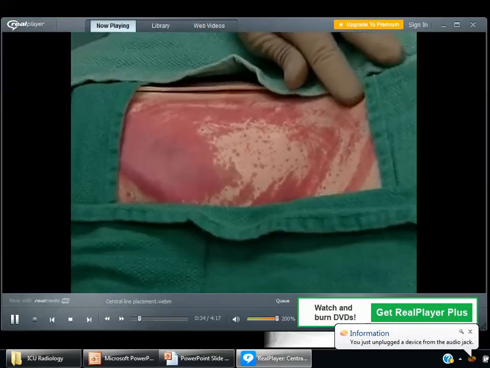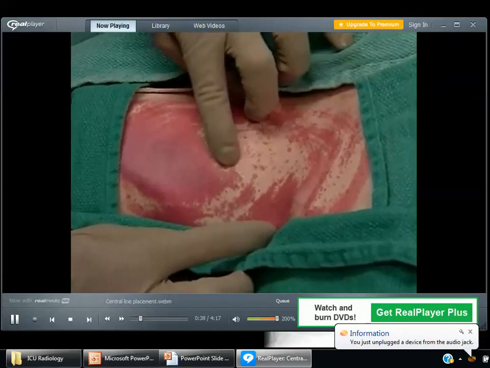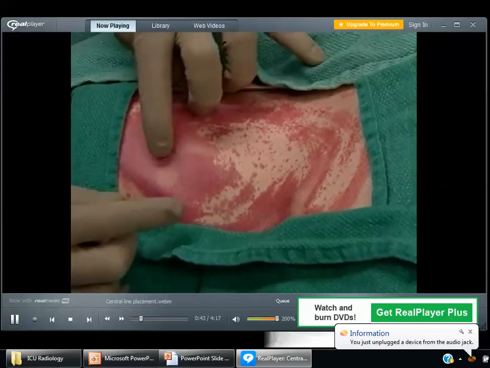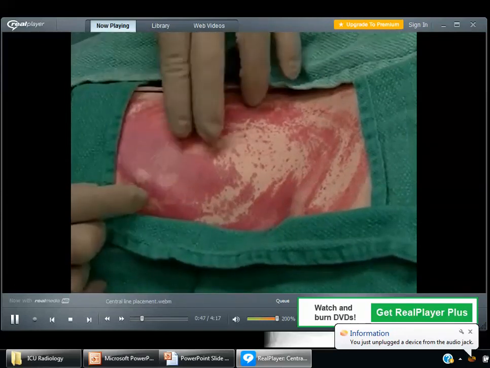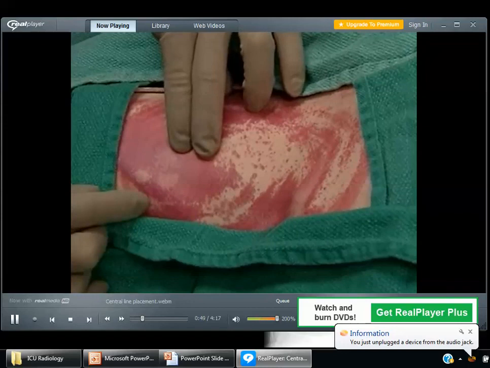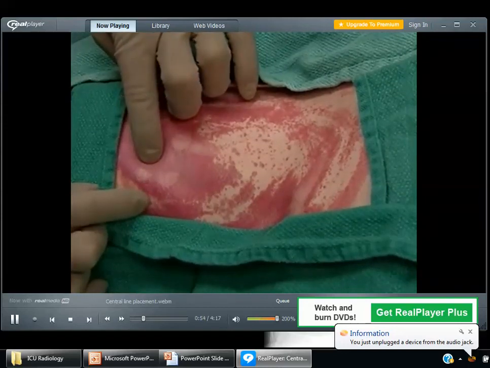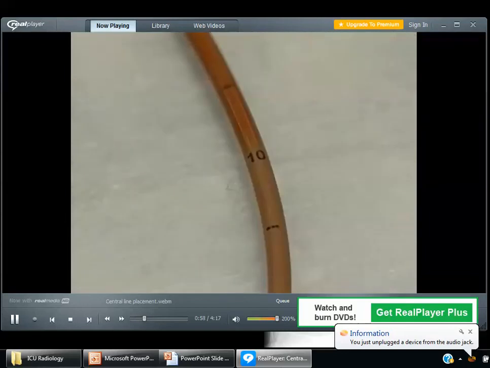You'll be relying on physical landmarks to properly position the line. The clavicle and the medial and lateral heads of the sternocleidomastoid muscle form a triangle. Our entry point is at the apex of this triangle. Other important structures include the external jugular vein and the carotid pulse. This is the catheter. Note the centimeter markings.